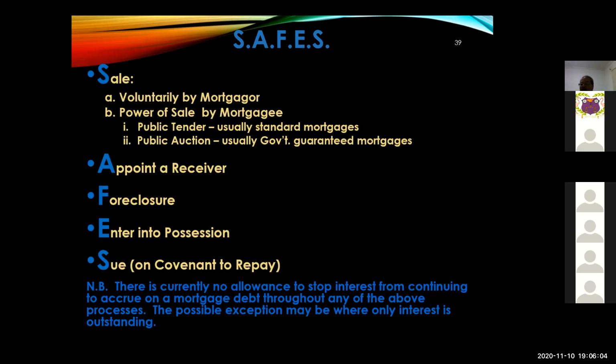Okay, and then there's a note there that there is currently no allowance to stop interest from continuing to accrue on a mortgage debt throughout any of the above processes. The possible exception may be only where there's interest only outstanding. So where the principal sum has been extinguished, obviously there's no more accruing of interest because there's no more principal. But there's currently no allowance to stop interest from continuing to accrue on a mortgage debt where there's a principal residual balance.